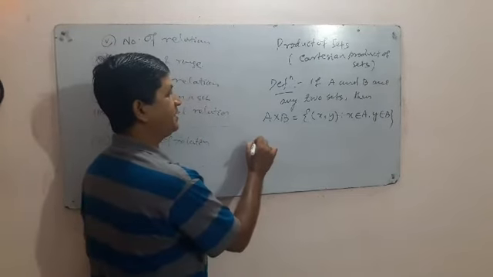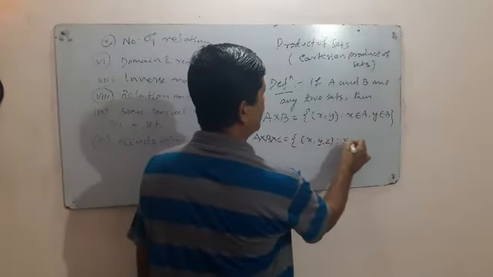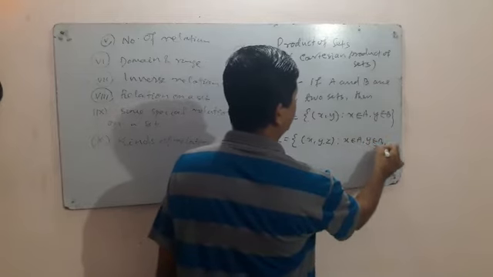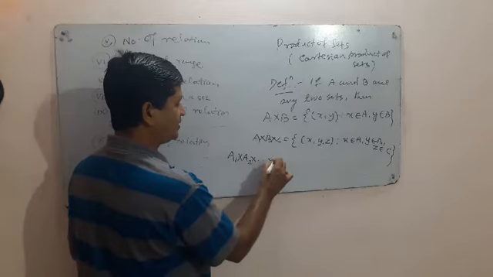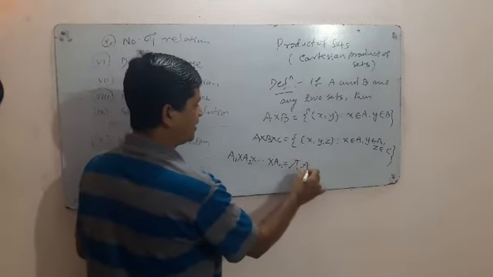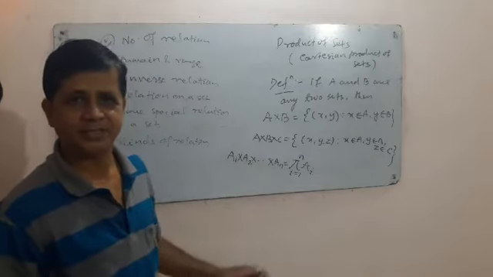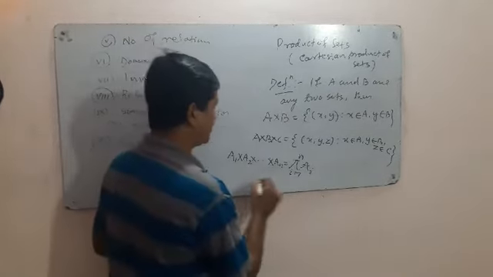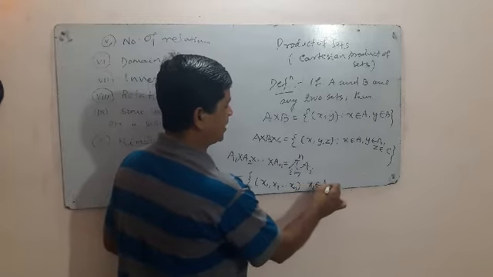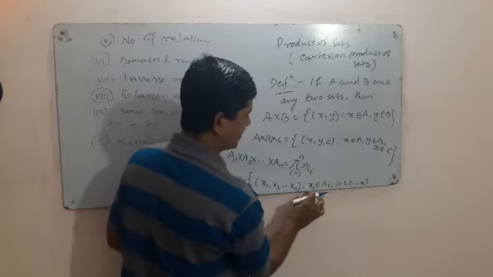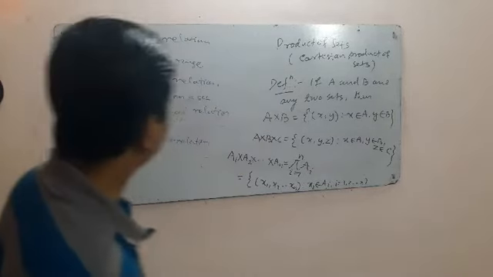Similarly, for any three sets A, B, C, A cross B cross C is the set of (x, y, z) such that x belongs to A, y belongs to B, and z belongs to C. Similarly, for the sets A1, A2, up to An, the product of Ai, i varies from 1 to n, means A1 cross A2 cross A3 and so on, equals the set of (x1, x2, ..., xn) such that xi belongs to Ai, where i is 1, 2, ..., n. This is the product of sets.